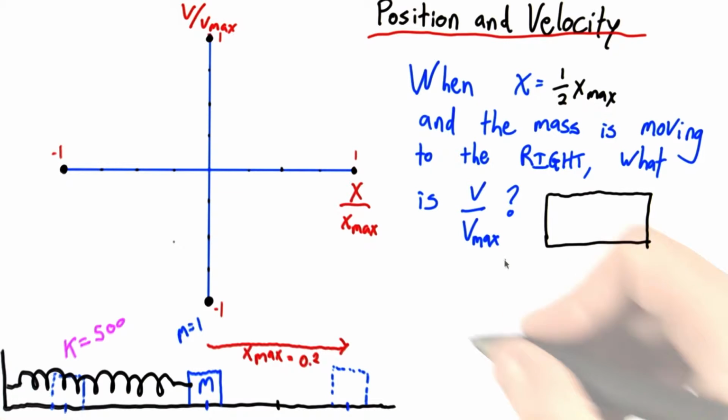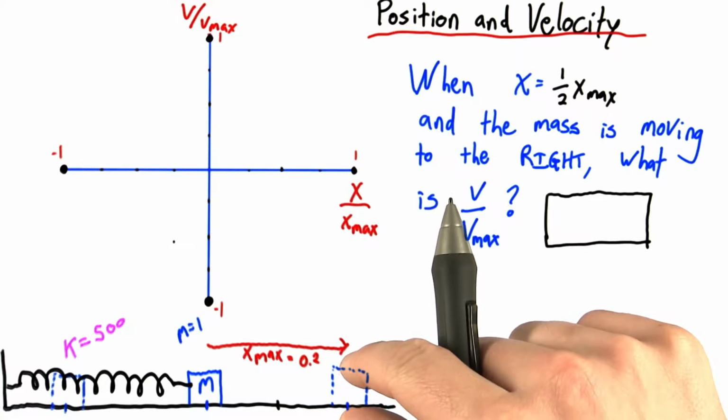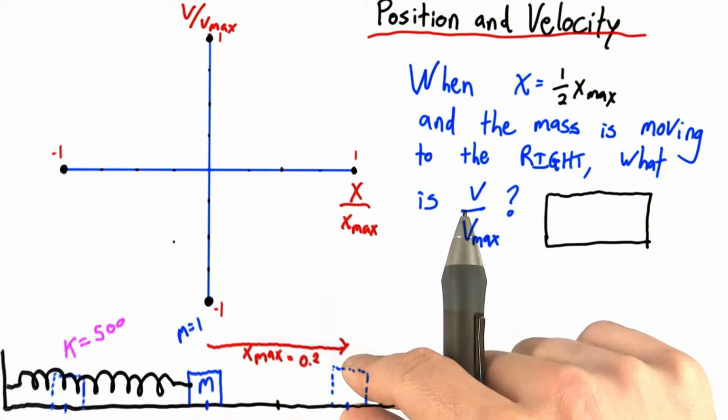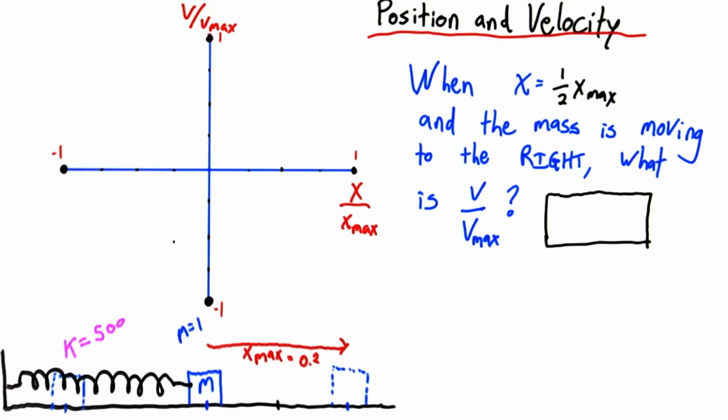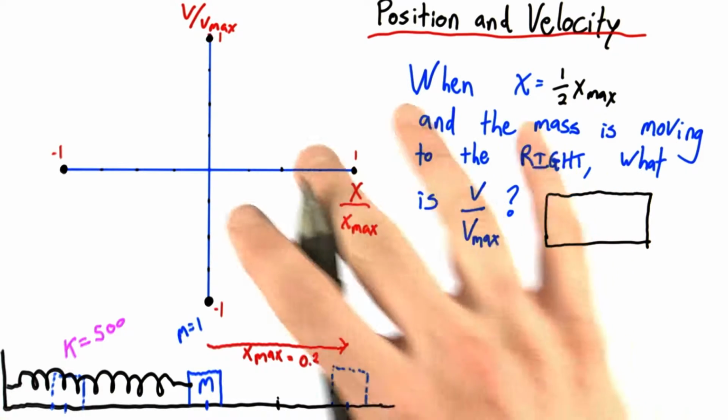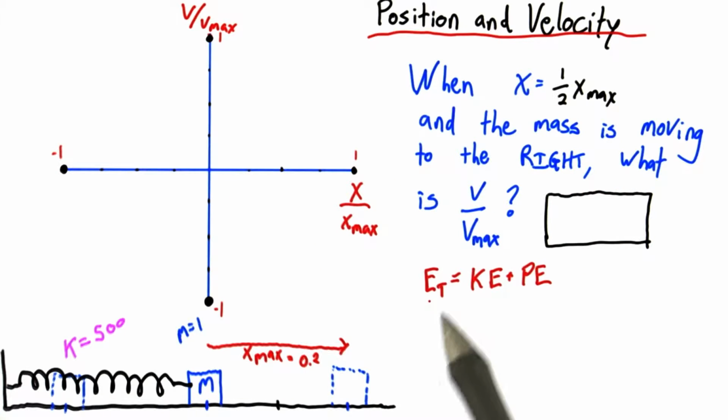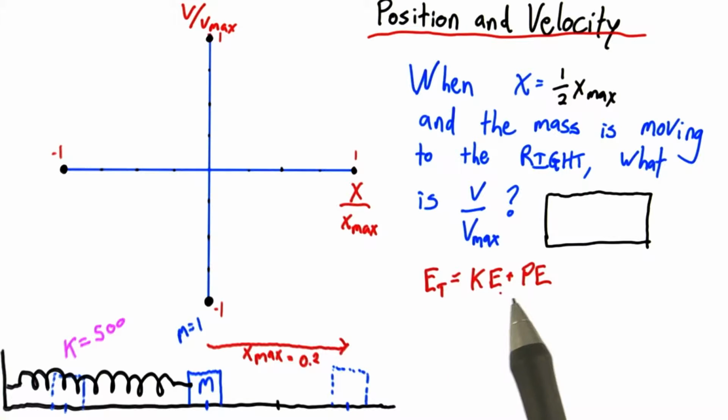So how do we do this? Well, I know that this system has some total amount of energy. When it's at the extreme points, that energy is all potential. In the equilibrium, it's all kinetic. In this middle point here, it's both kinetic and potential. I could phrase this mathematically as the total energy is going to be the kinetic plus the potential.